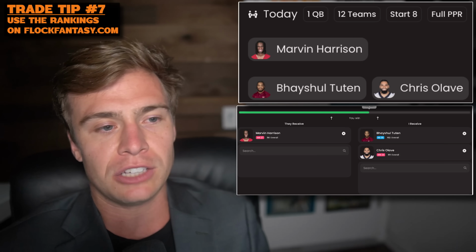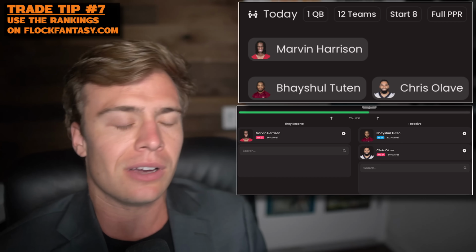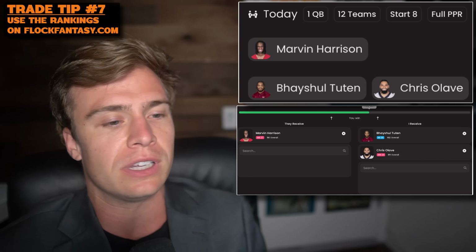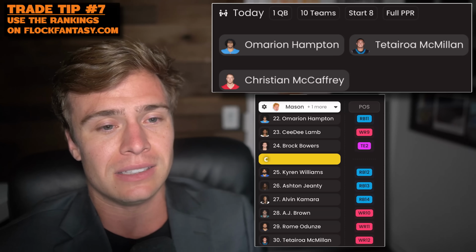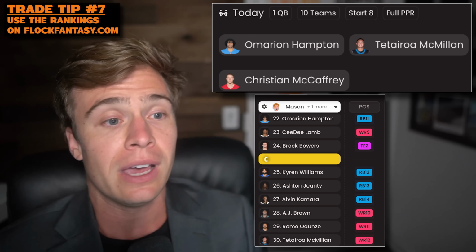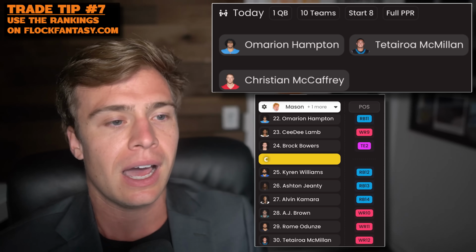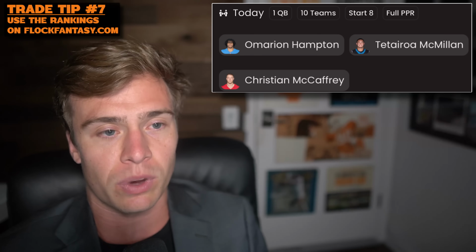Somebody traded Olave and Byshell Tootin for Marv. I would view this and go, you know what, Marv, Olave, kind of the same here. It's just going to be up to your personal preference. Somebody traded Amari Hampton and Tet McMillan for Christian McCaffrey. Again, look at my rankings. I have Amari Hampton as a low-end RB1 rest of season. I have Tet McMillan as a low-end wide receiver 1 rest of season.